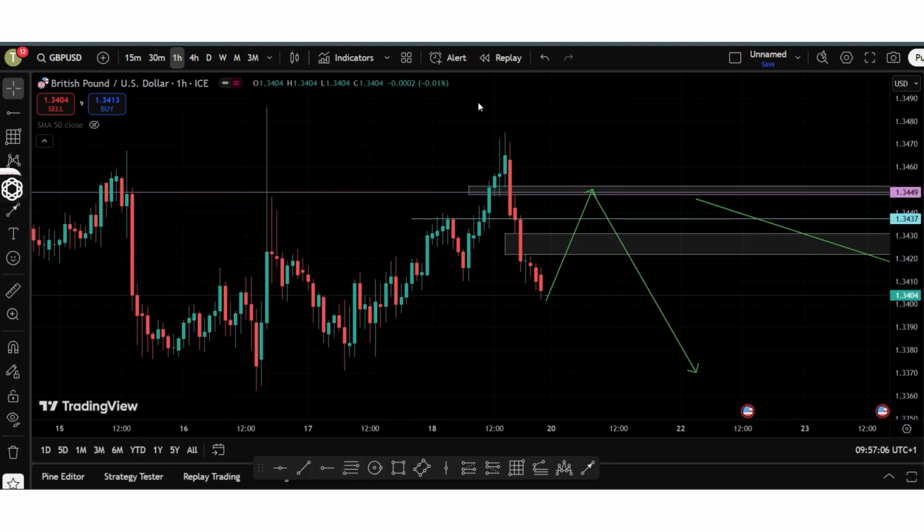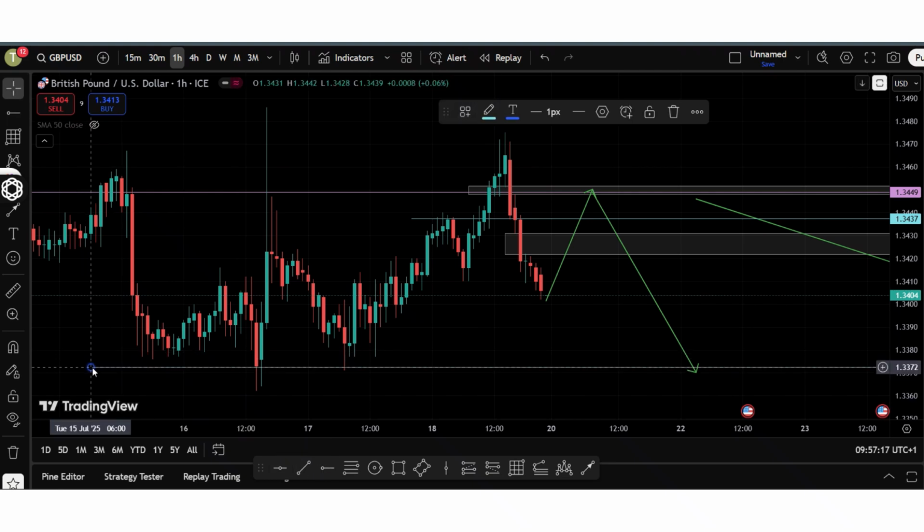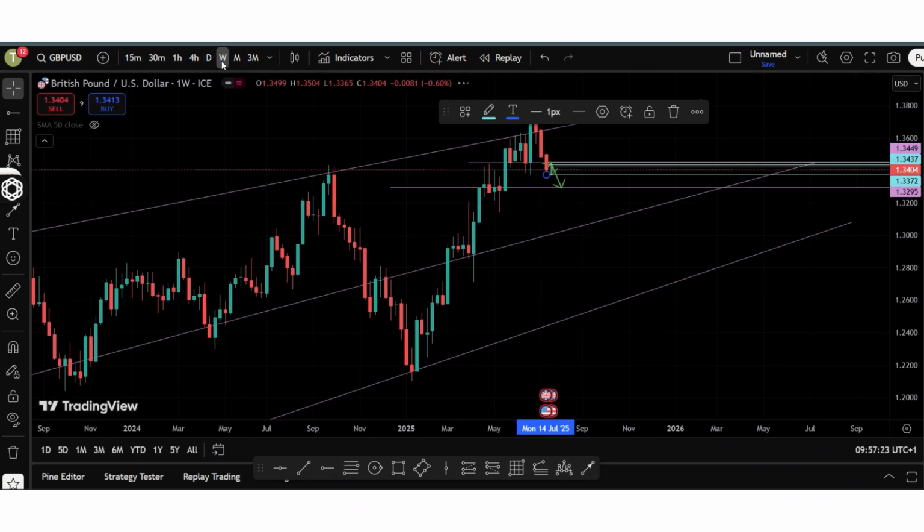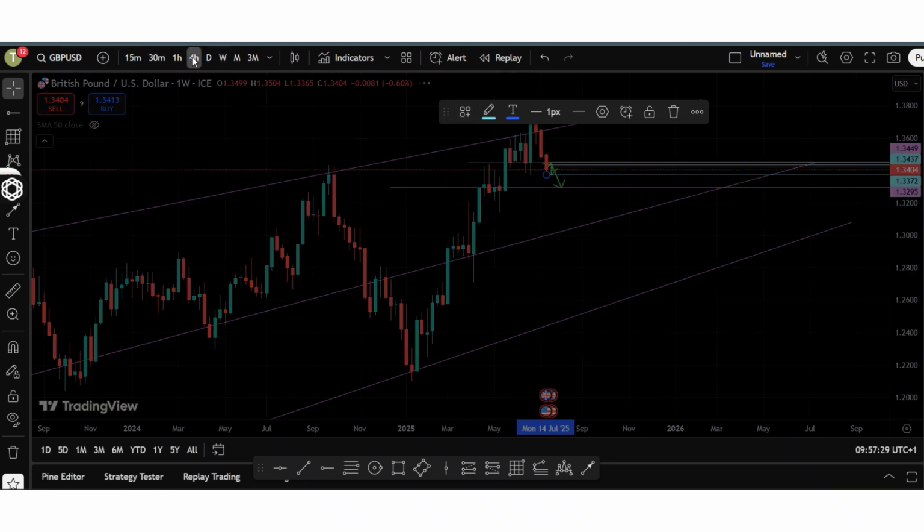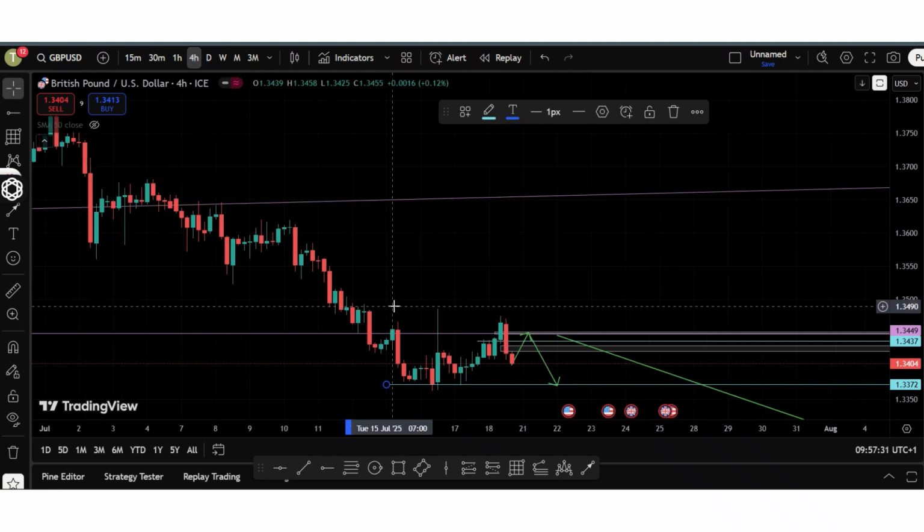our general stop loss will be here. That's 1.348. That's the general stop loss for this level. And we have our first TP target, 1.3372. And our second TP target will be 1.3295. So these are the levels we are watching for this sell. So it's going to be a very interesting week.